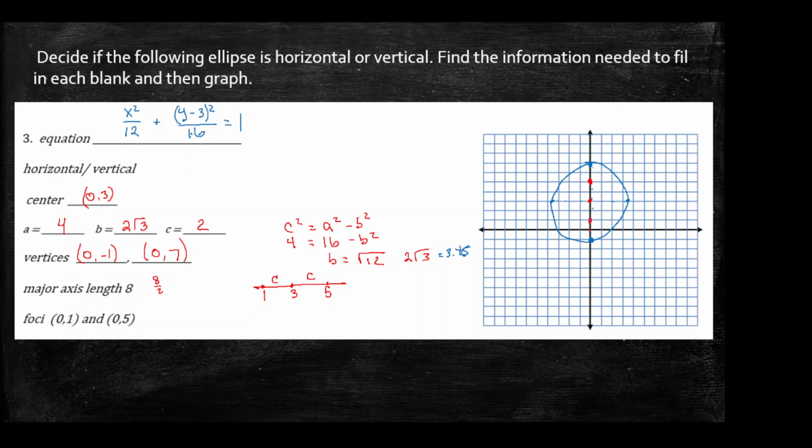And you can see how close these two values are. 16 and 12 are pretty close together. That's why this is almost circular, right? For this value up here is 4. This is 3.67, really, really close together. Okay.